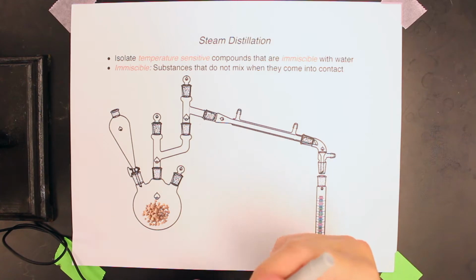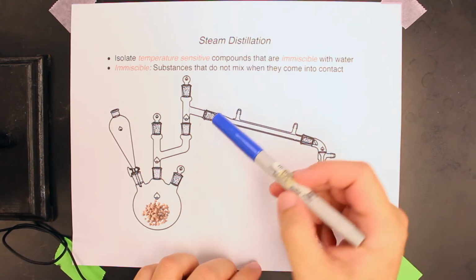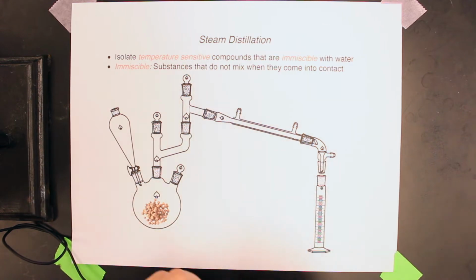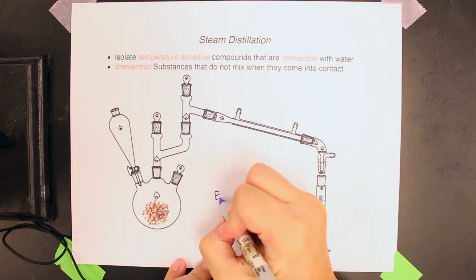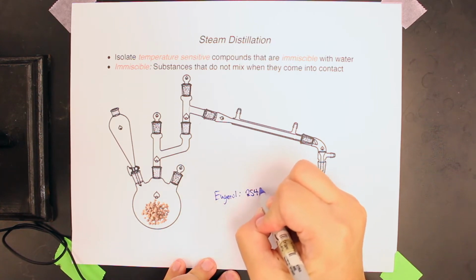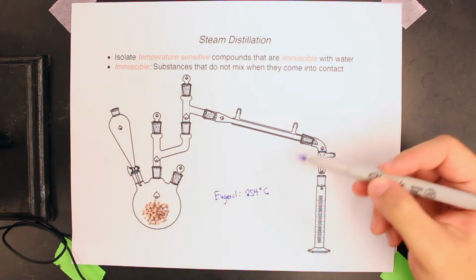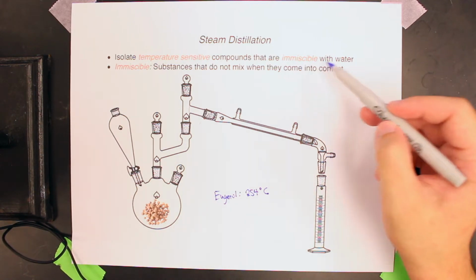So eugenol, the molecule we discussed, qualifies as a candidate for steam distillation because, one, it is temperature sensitive. The boiling point of eugenol is about 254 degrees Celsius, which is almost 3 times as much as the boiling point of water. And it's also immiscible with water.